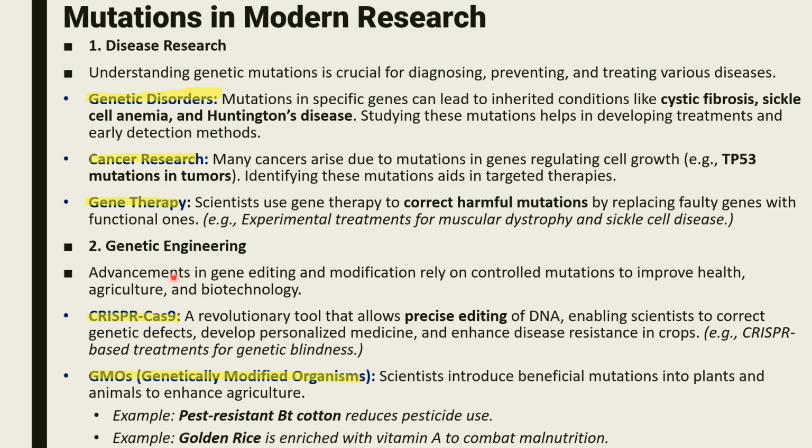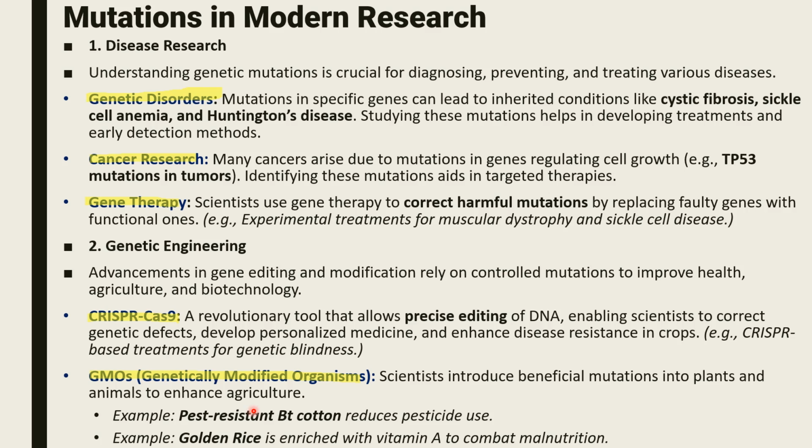Now, genetic engineering. Advancements in gene editing and modification rely on controlled mutations to improve health, agriculture, and biotechnology. CRISPR-Cas9, a revolutionary tool that allows precise editing of DNA, enables scientists to correct genetic defects, develop personalized medicine, and enhance disease resistance in crops.